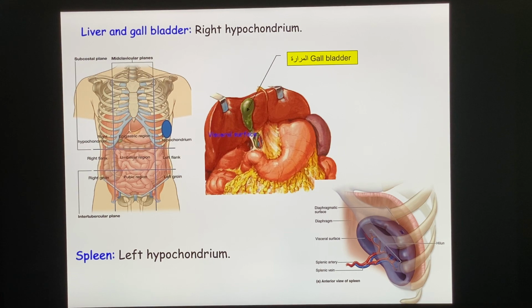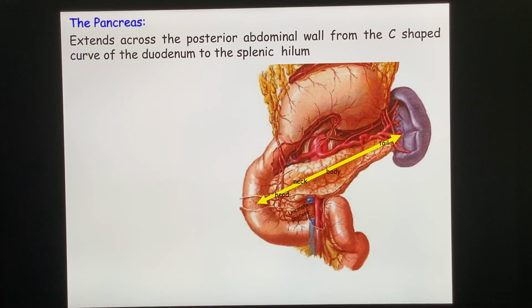Spleen, again, I said where it's present. Pancreas, you just need to know that there are different parts to it. This flat part is called the head. Then a tiny bit, a small area, we call the neck. Then the rest of it is the body and the tail.